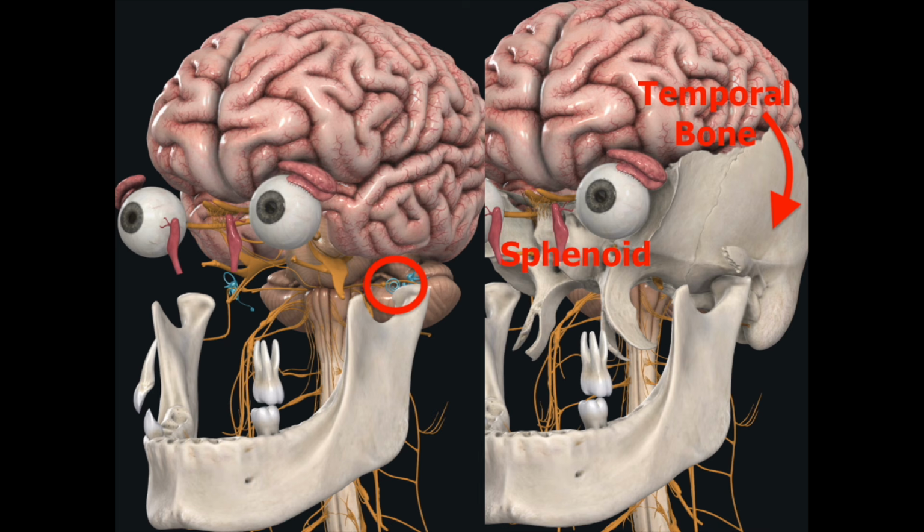And that temporal bone is directly connected to the bone right behind your eyes, which is the sphenoid bone. The sphenoid bone articulates or intersects with lots of cranial bones, but also the maxilla, so the top of your mouth.